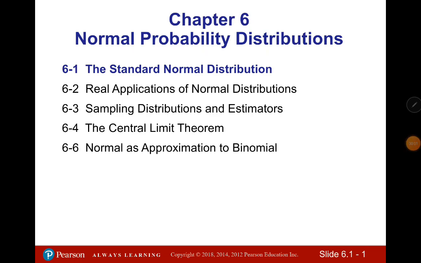So after we finish chapter 5, we have a new chapter. In chapter 5, we talk about what is a discrete distribution, and we also learn a very special discrete probability distribution, which is called a binomial distribution. And in this section, we will focus on what is normal probability distribution. So first, we will talk about the standard normal distribution.